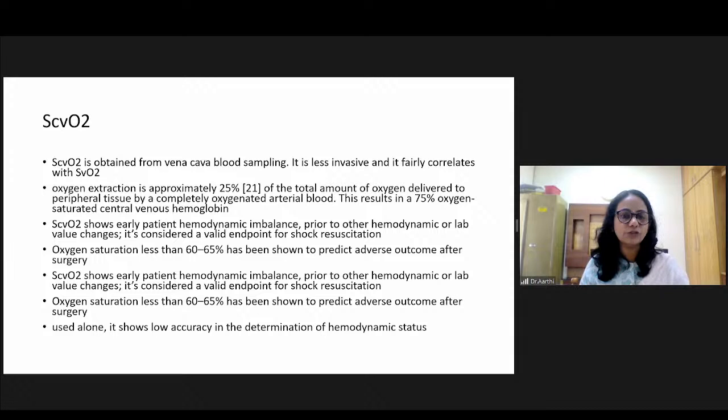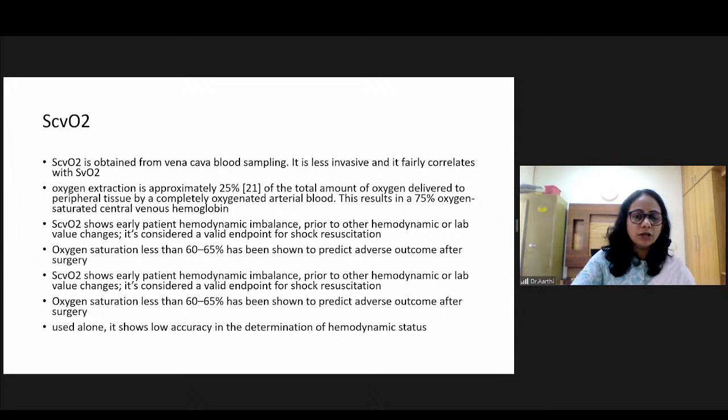So the central venous oxygen saturation shows early patient hemodynamic imbalance prior to other hemodynamic or lab value changes, and it is considered a valid endpoint for shock resuscitation. Oxygen saturation less than 60 to 65% has been shown to predict adverse outcomes. And mixed central venous oxygen saturations show early patient hemodynamic imbalance. So it alone determines the hemodynamic status.